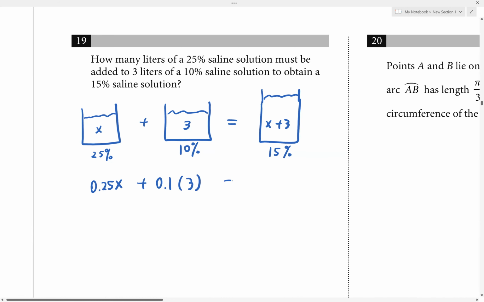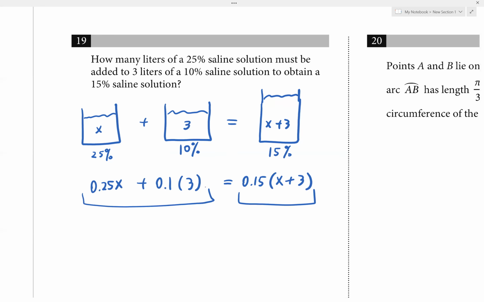Okay, and we add these up, and that should equal the total amount of salt, right? So we set it equal to 15% times the total volume, which is 0.15 times the total volume, X plus 3. This represents how much salt we have for the entire mixture, and the left side also represents how much salt we have for the entire mixture. Since they represent the same thing, we can set them equal to each other. That's how we come up with the equation.